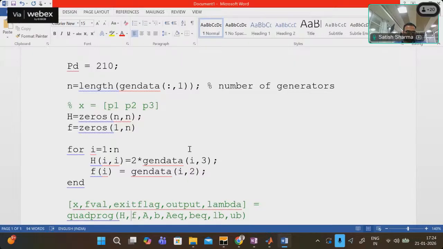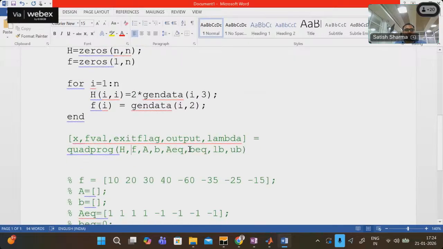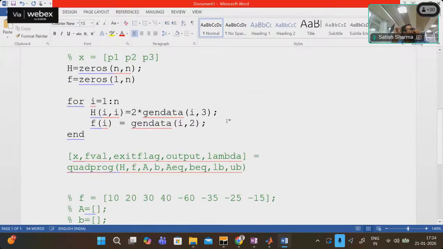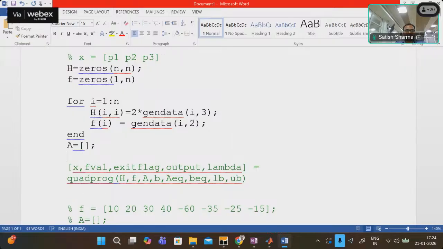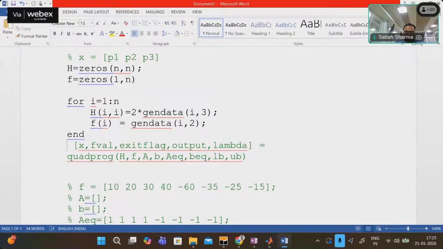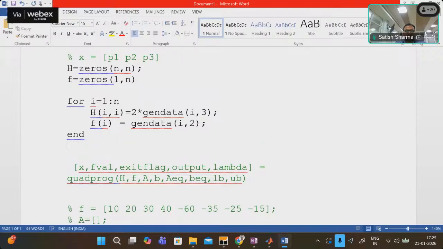Now the next part is we have defined f. Now A. Do we have A in our problem? No. So I would say A is equals to, there is no inequality constraint, so I will define A equals to empty, B equals to empty as well. So A and B have been defined. Like we can use it without that. Then we will define AEQ.